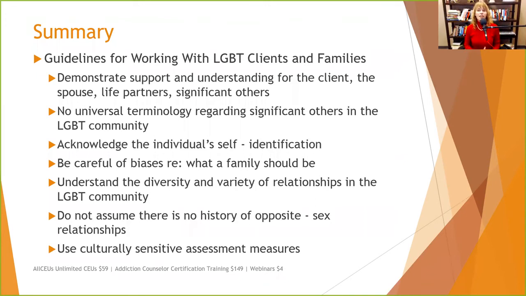Acknowledge the individual's self-identification. If they self-identify as bisexual or intersex or asexual, this is what we're going to acknowledge and validate. We need to be aware of biases that we personally have regarding what a family should be like. What does family mean? Does it mean 2 kids, a dog, and a white picket fence? Or does it mean an interaction where 2 people who love each other are coexisting, or something else? So what does a family mean? Understand the diversity and variety of relationships in the LGBT community, and you could do an entire presentation on that.